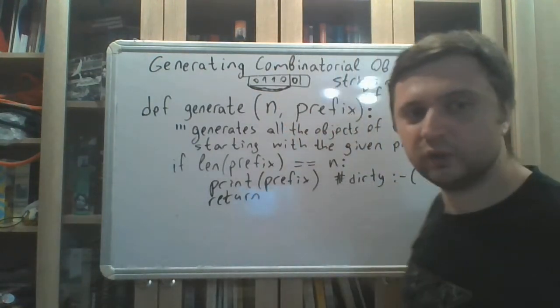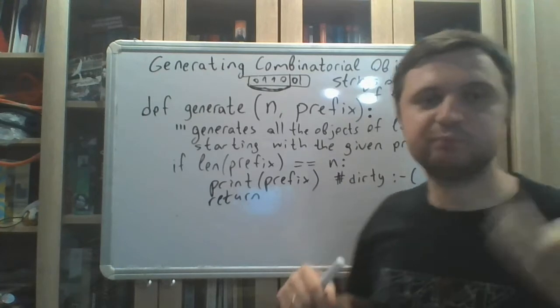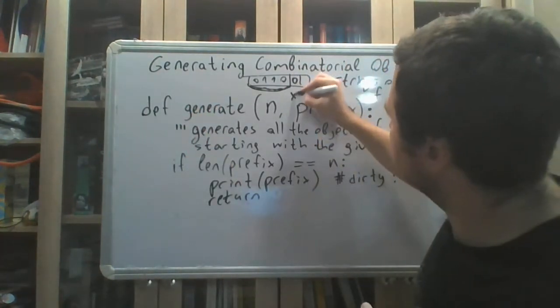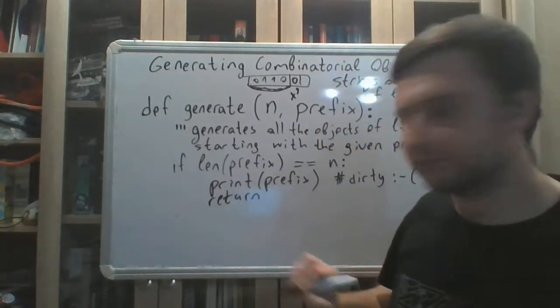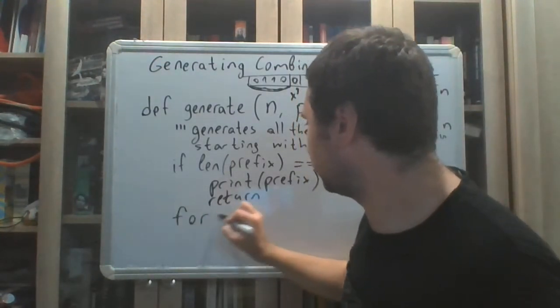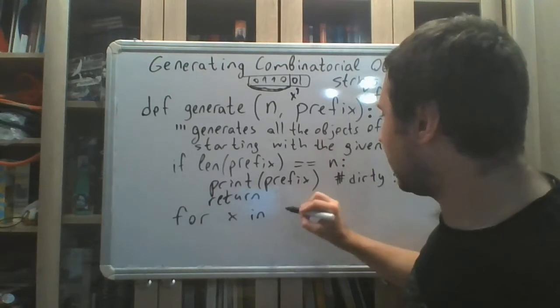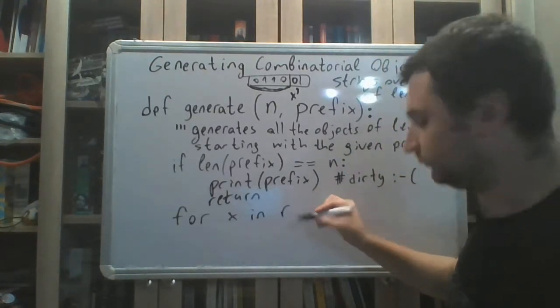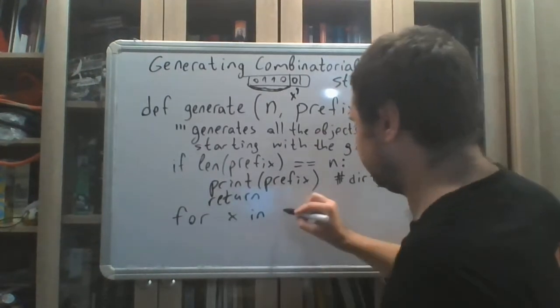So what you do is iterate over possible letters, say x, on this level. So we say for x in our task's alphabet.